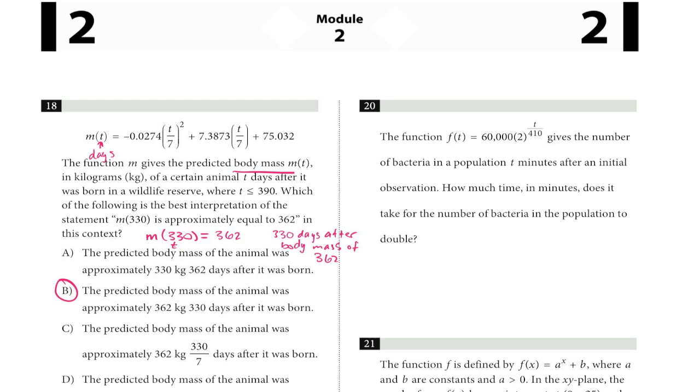All right. Number 20. The function f of t is equal to 60,000 times 2, all to the power t over 410, and it gives the number of bacteria in a population t minutes after an initial observation. How much time in minutes does it take for the number of bacteria in the population to double? So we're just going to label what everything here represents. The 60,000 is the initial, the number of bacteria we initially had. The 2 is telling us what we're multiplying by. So we're multiplying by 2 each time.